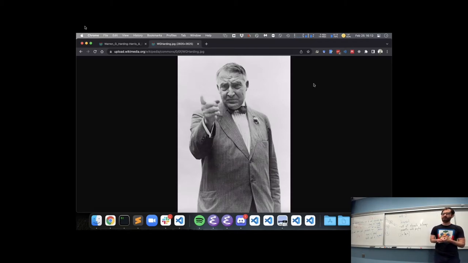One thing I can say about Harding's administration is that it was famously corrupt. Both his Secretary of the Treasury and his Attorney General were indicted for corruption. The Treasury Secretary was actually convicted. The Attorney General got off. While Harding was not himself implicated in these corruption scandals, he is remembered, and was at the time, for this really corrupt administration.